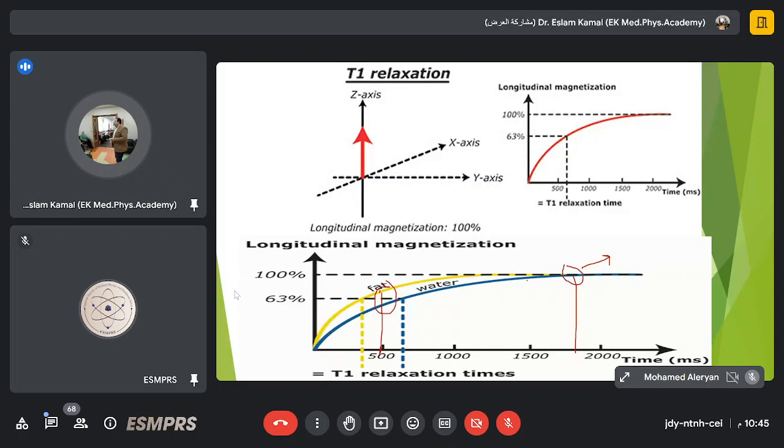I will ask you one question now. Do you think the recovery of longitudinal magnetization and the decay of transversal magnetization are independent processes or dependent processes? Does each one depend on the other, or are they independent?